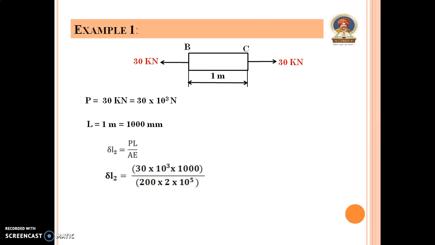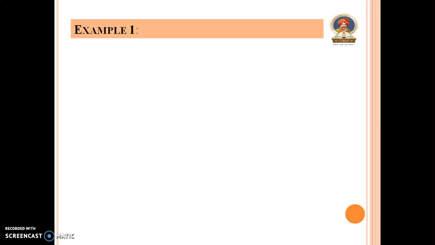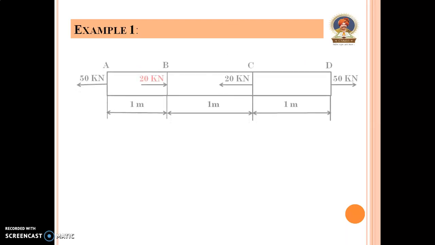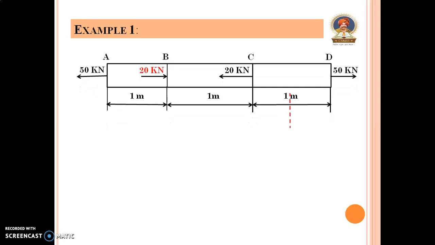Again delta L2 is equal to PL upon AE. So put all this value in that equation. Therefore delta L2 is equal to 30 into 10 raised to 3 into 1000 upon 200 into 2 into 10 raised to 5. Therefore delta L2 is equal to 0.75 mm. Now repeat the procedure in the region CD and consider the section 3-3.